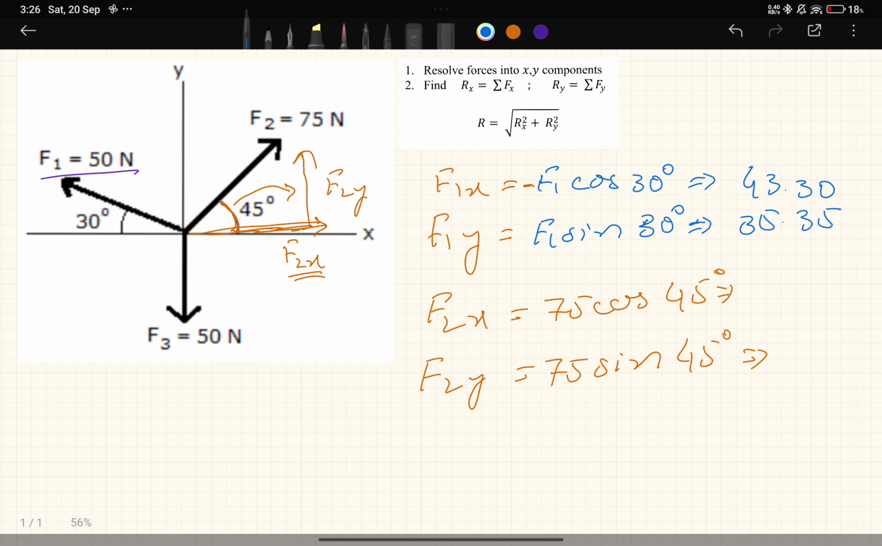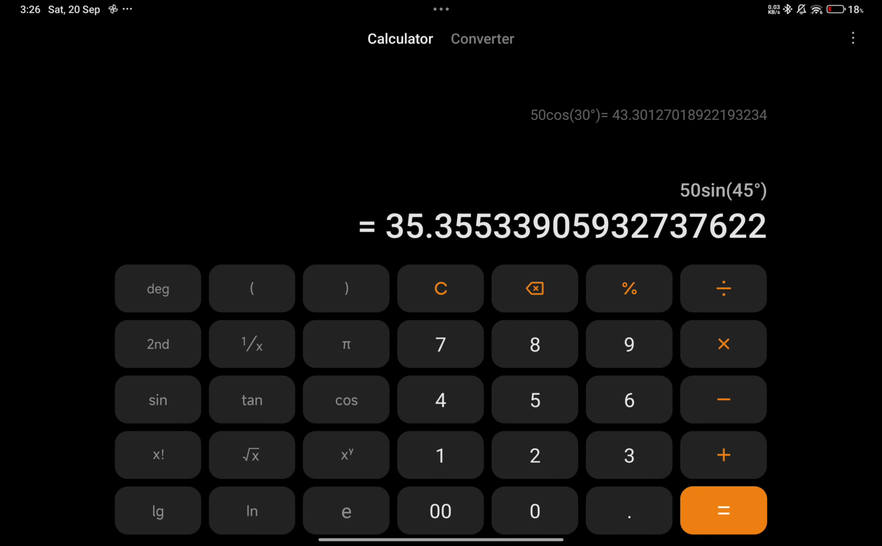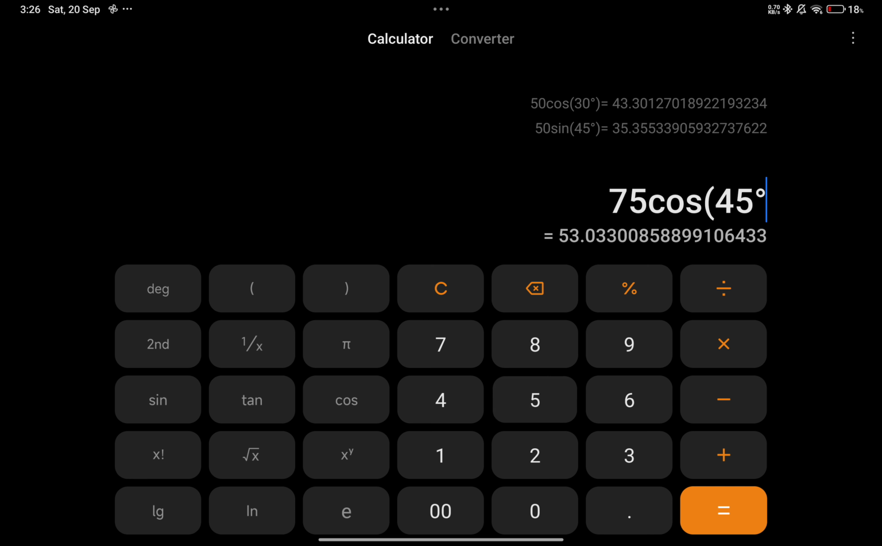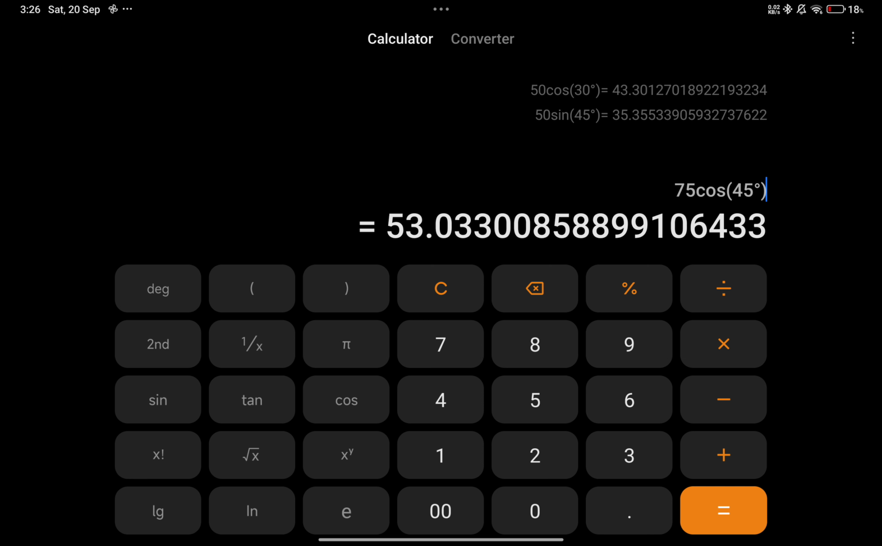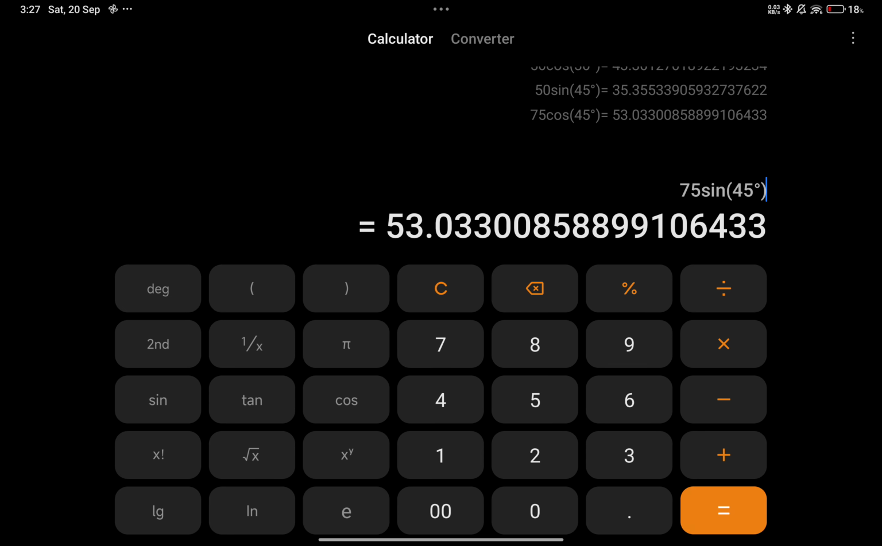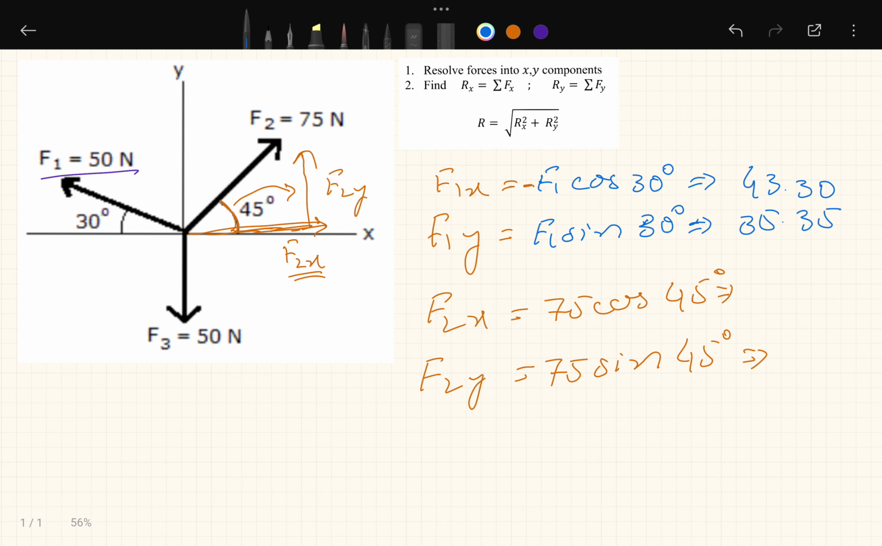75 cos 45, 75 sine 45. It is 53.03, and also sine 45 would be the same, I think. 75 sine 45. Okay, 53.03. So in both the cases it is actually the same, 53.03.